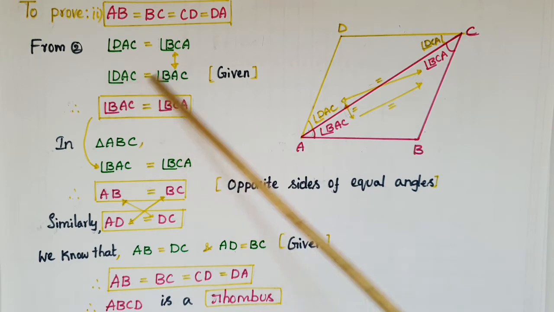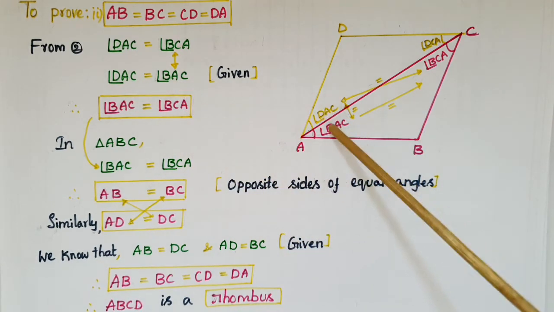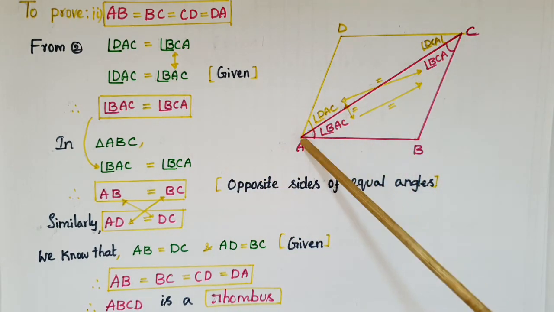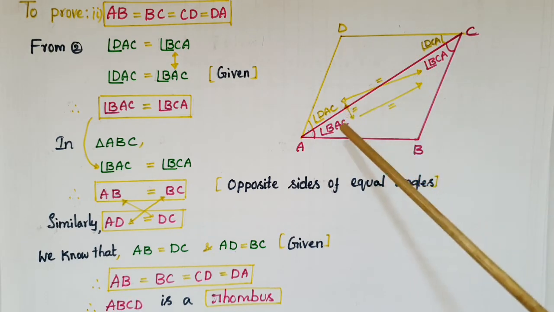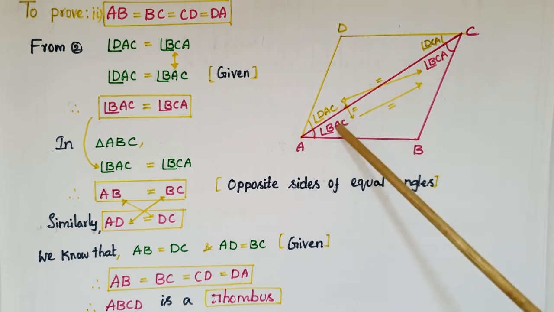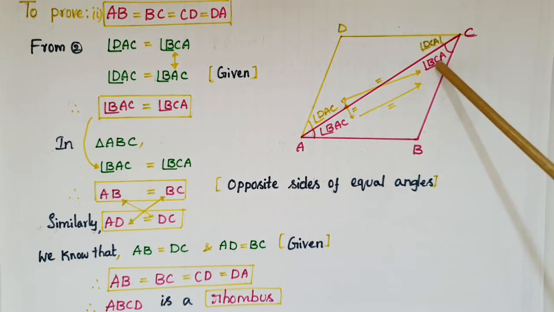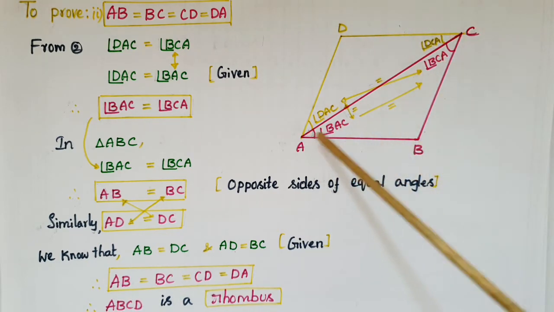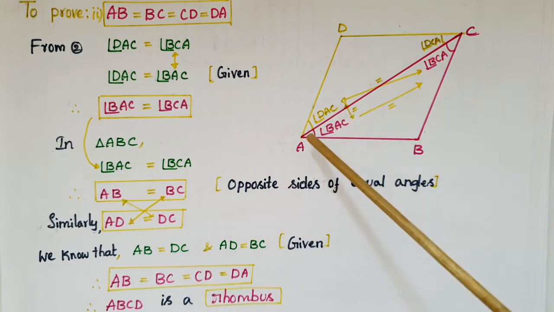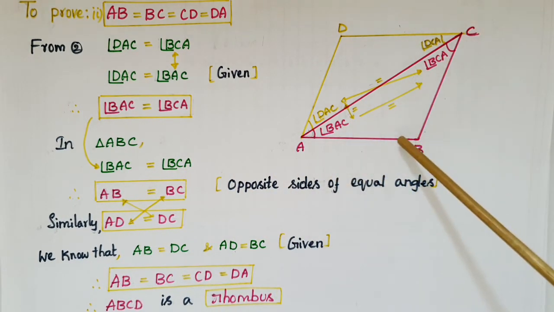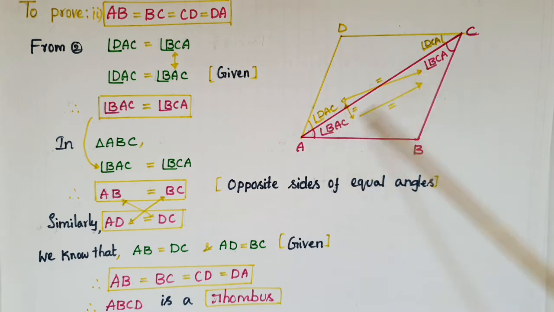And again angle DAC is equal to angle BAC. This is given because AC bisects angle A. These two angles are equal and these two angles are equal. So we can equate these two angles. Angle BAC is equal to angle BCA. So in this triangle ABC, angle BAC is equal to angle BCA. So AB is equal to BC because sides opposite to equal angles are equal. So AB is equal to BC.